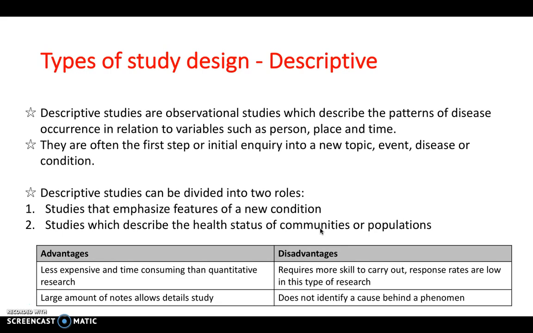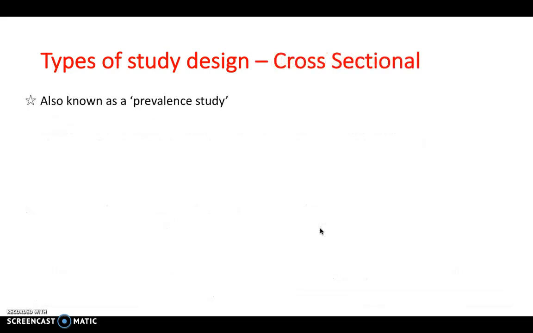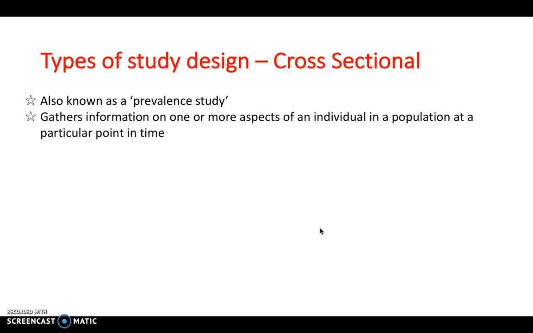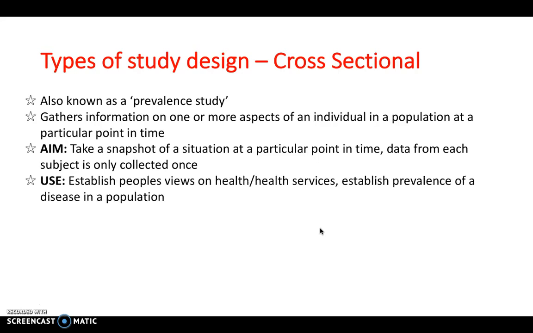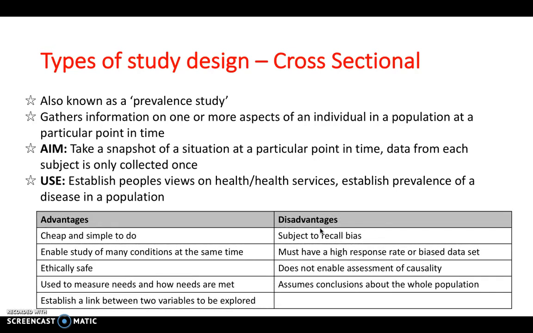The disadvantage, however, is that it requires a significant amount of skill to carry out, and that usually the response rates are quite low. Next type of study is a cross-sectional study. So this is also known as a prevalence study. So it gathers information on one or more aspects of an individual in a population at a particular point in time. The aim of it is to take a snapshot, so you're taking a one-off look at a population and collecting data from the prevalent cases. The use of it, so it establishes people's views on health and health services, and it establishes a prevalence of the disease in a population.